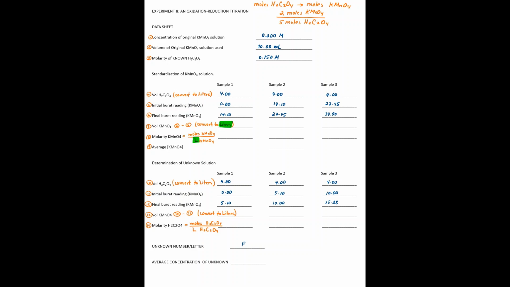So for the calculations of this experiment, the numbers that you need are your molarity for the known oxalic acid, your 0.150, what you have in number 3. The volumes that you're using in each sample, which is what I have listed in number 4, you have 4 milliliters of oxalic acid in each sample. Convert those numbers to liters.